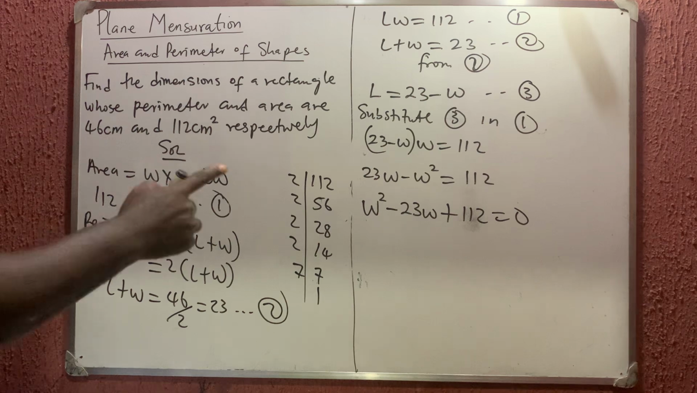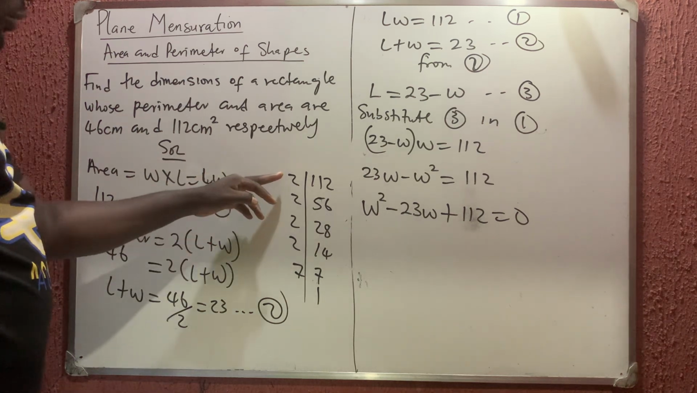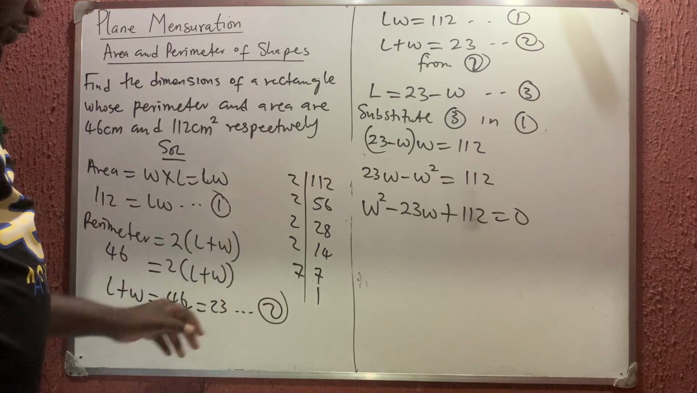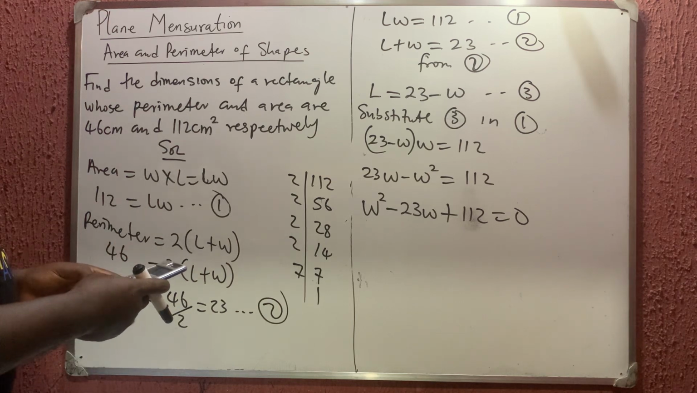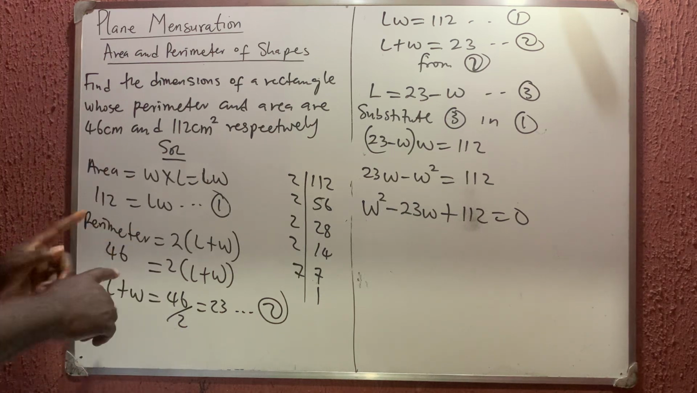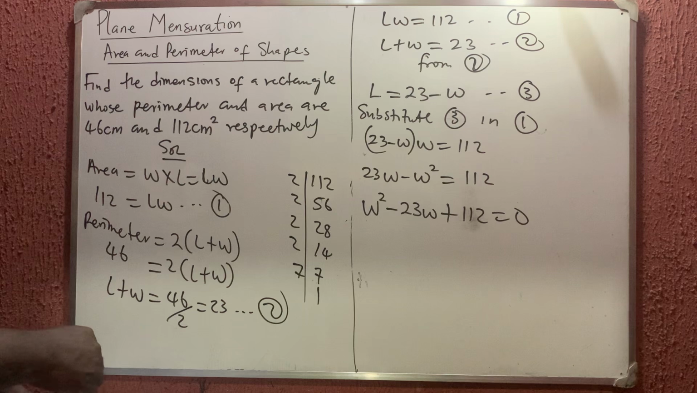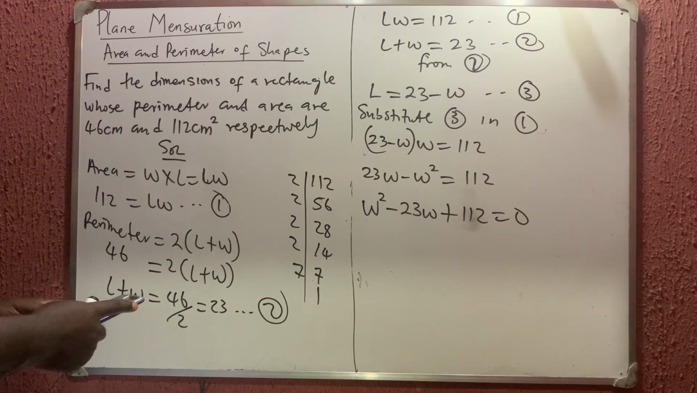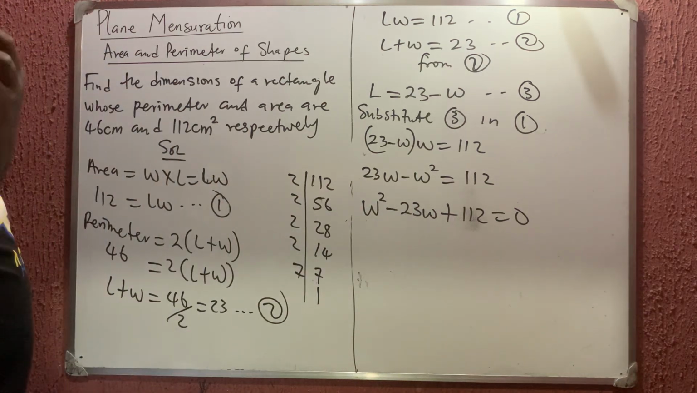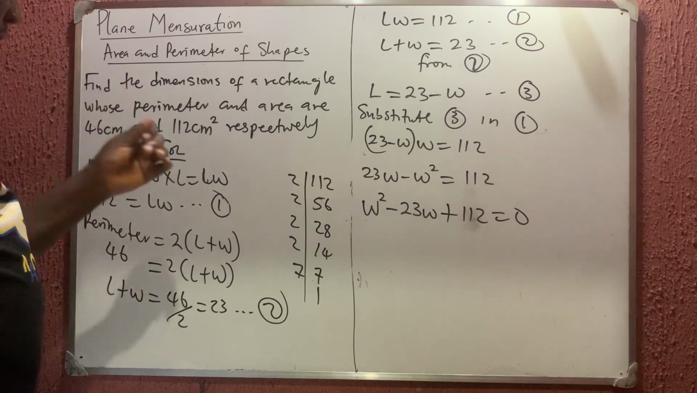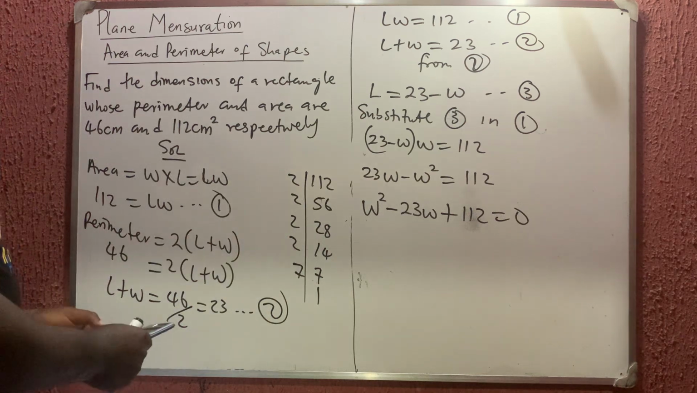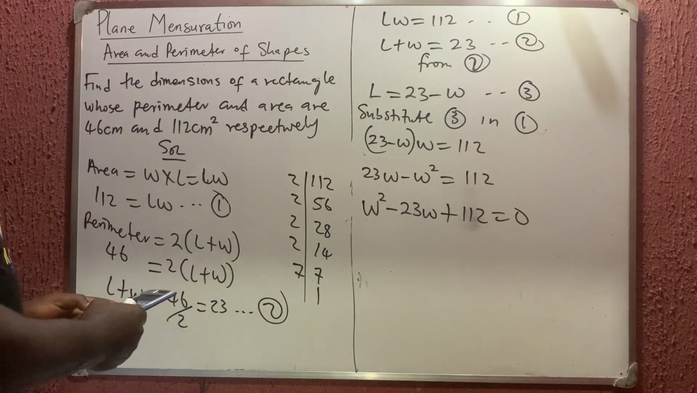Now, I'm looking for 23. So if I say 2 times 2, 4. 4 times 2, 8. 8 plus 14, is it 23? 14 plus 8 is 22. So we're looking for 23, right? So what and what should give us 23? Let's say 2 times 2, 4. 4 times 2, 8. 8 times 2, 16. 16 plus 7. 16 plus 7 is 23, correct?